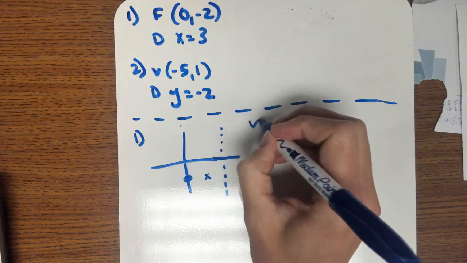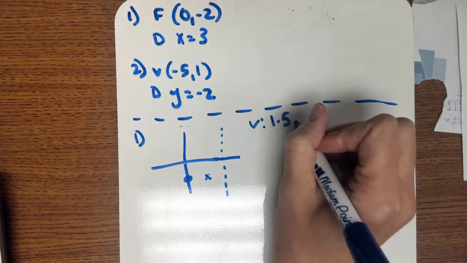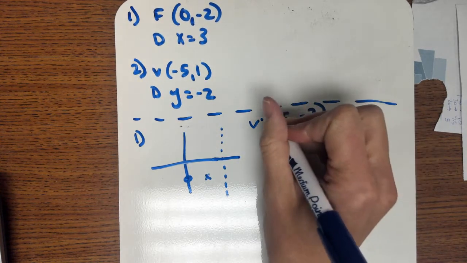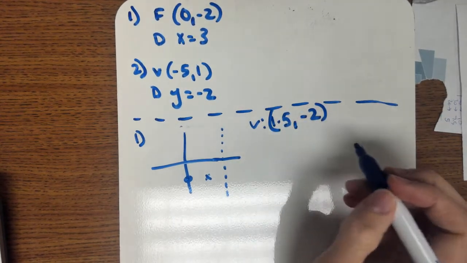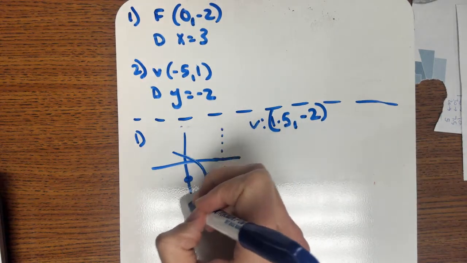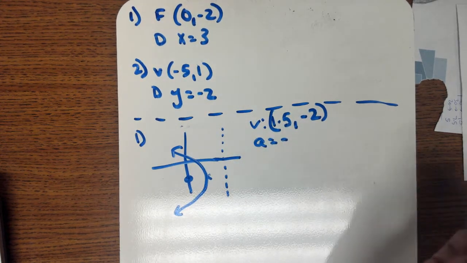So I need to find my vertex, which is going to be at (1.5, -2). Halfway between 0 and 3 is 1.5. Then, let's see here, what else do we need to know? We need to know that it opens to the left, so that means a is going to be negative. And then I have to plug this in.